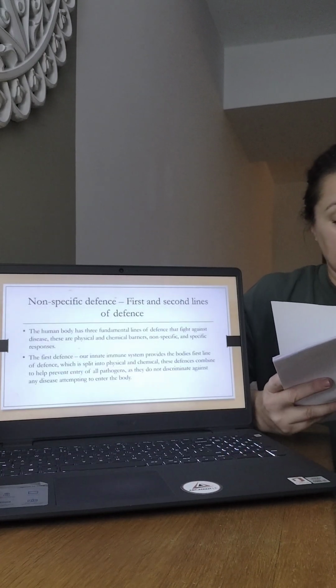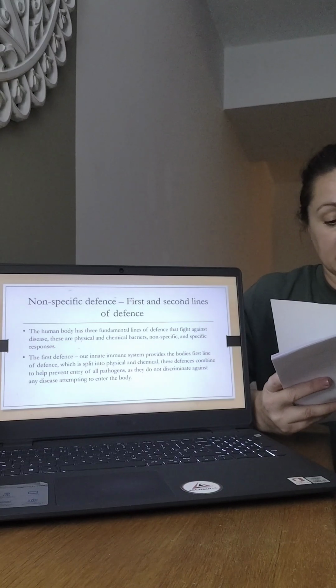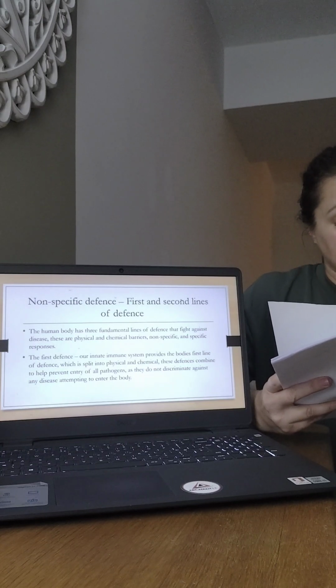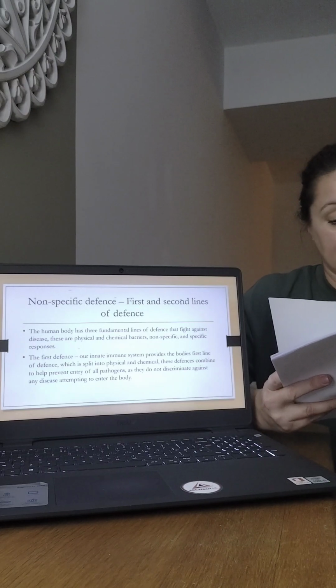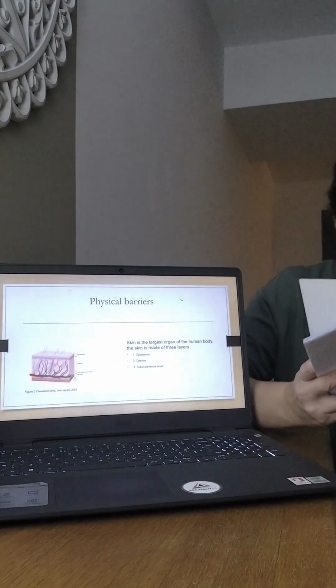The human body has three fundamental lines of defense that fight against disease. There are physical and chemical barriers, non-specific and specific responses. The first defense, our innate immune system, provides the first line of defense, which is split into physical and chemical. These defenses combine to help prevent the entry of all pathogens, as they do not discriminate against the disease attempting to enter the body. Physical defense.